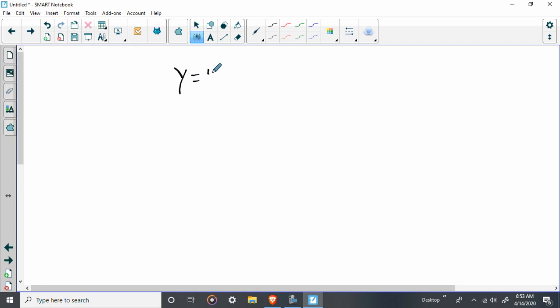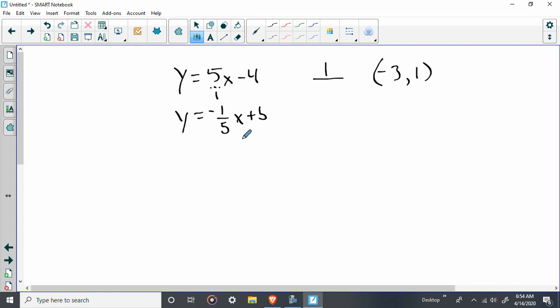Y is equal to 5x minus 4. They want something that's perpendicular and goes through the point -3, 1. Okay. So they want a line perpendicular to this one and goes through this point. So first of all, we need to find the negative reciprocal of 5. Okay, so 5 is really 5/1. Most of you guys know that. So if we flip this, it's going to be 1/5, but we also have to flip the sign. So we're going to make this negative 1/5 x plus b. So any line that's perpendicular to this will be of this form, okay?